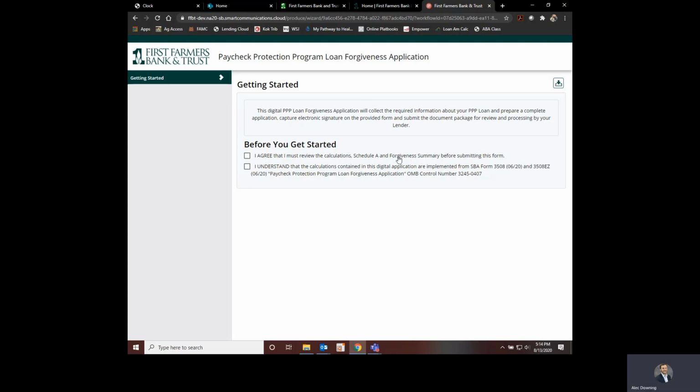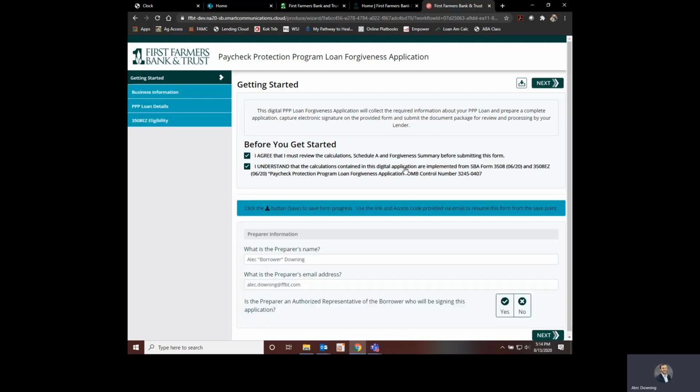Before you get started, you need to agree to these 2 things, agreeing that you must review all the calculations and everything before submitting this form to us. And you understand that the calculations that are being made in this are implemented by the SBA forms and the law that was passed talking about this.